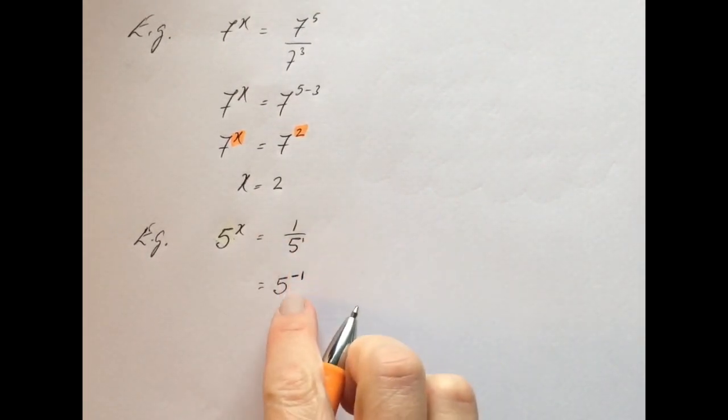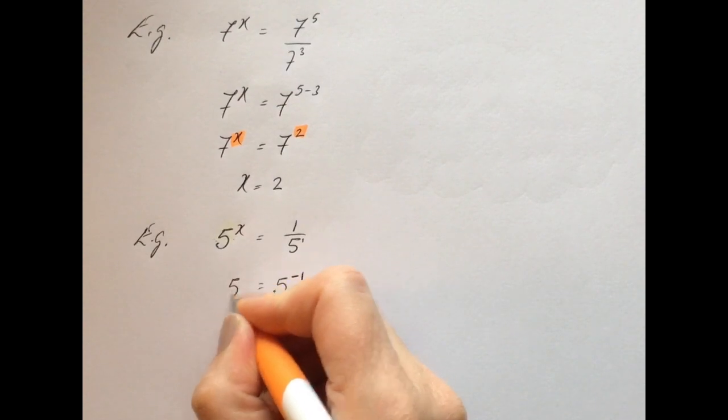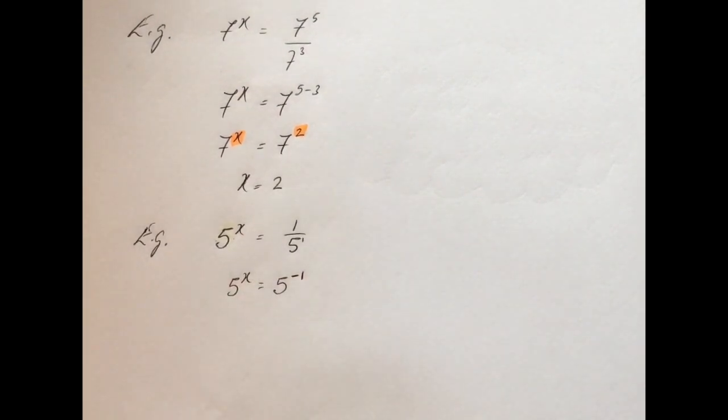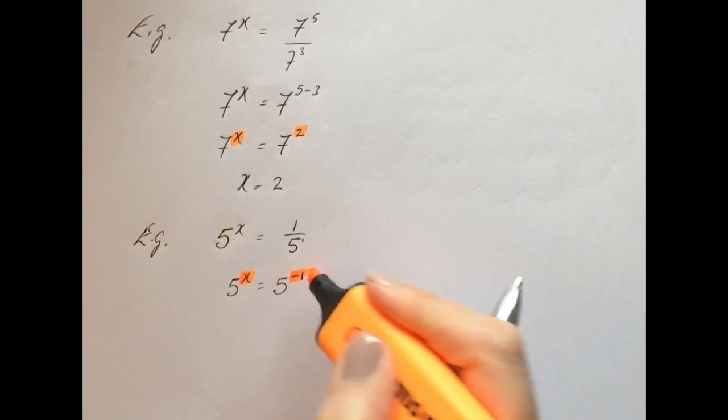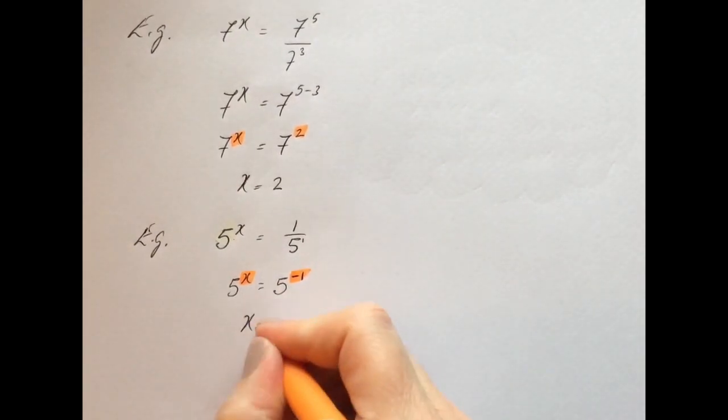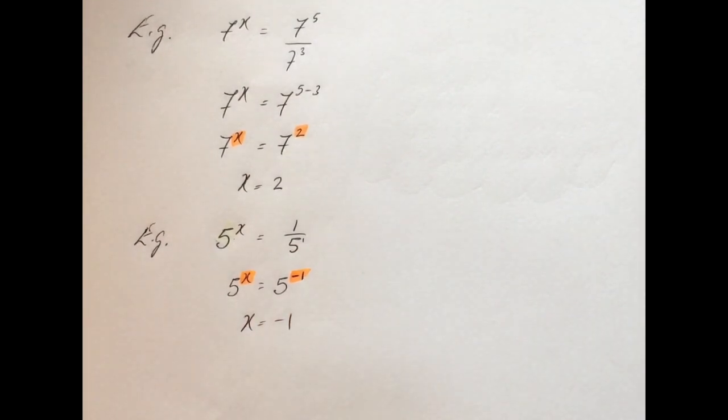So there's the right hand side written as a power of 5, and the left hand side, of course, is 5 to the power of x. Now your left hand side looks like your right hand side, both powers of 5, and we can, of course, equate our powers. So x is equal to minus 1.